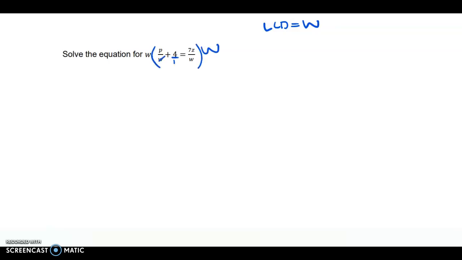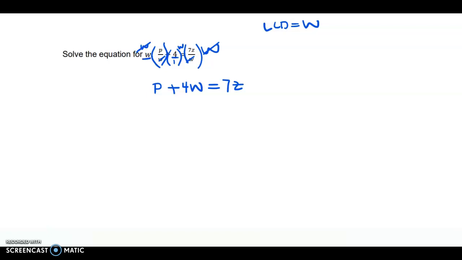In the first term, that w cancels and I'm left with just p. In the second term, I don't have a w, so it will need to be multiplied, so plus 4w. The w cancels in that last term, so we get 7z. Again, you can multiply each term by w if that makes it simpler and just easy for you to see. Then you can kind of see which ones cancel and which ones are left.